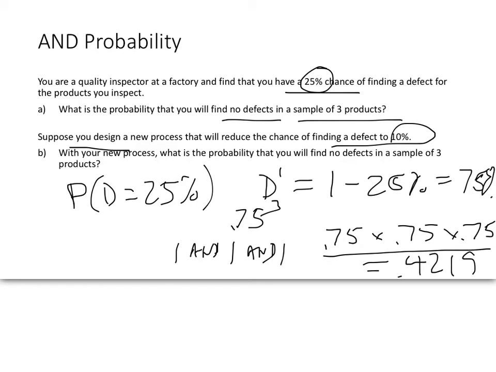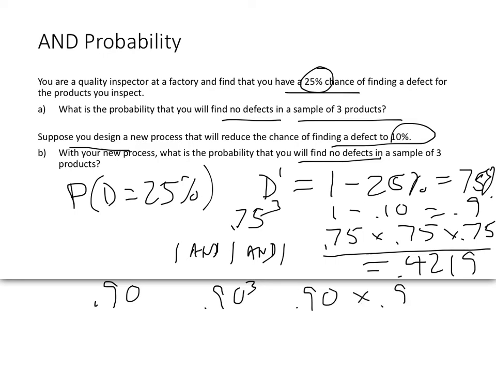Again, we have the probability of a defect. We want to know the probability of finding no defects. So no defect in your new process is 1 minus 0.10, or 10%, which is 0.9. And so then we have just the same problem here. We could say 0.90 cubed, or we're going to pick up a sample of 3, and it's another "and" probability. So 90% times 90% times 90%.